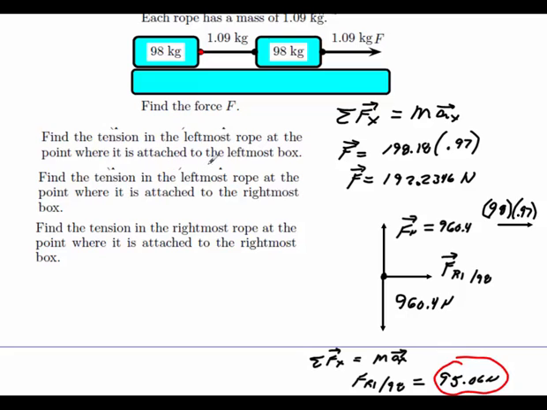Alright, find the tension in the leftmost rope at the point where it's attached to the right box. Okay, now we're going to do right here. To do that, all I'm going to do really is draw a force diagram of the rope itself. Now I'm not going to worry about any normal forces here. We're going to treat this as just its mass accelerating to the right. So what I would have here would be the force that the 98 is pulling on rope 1.